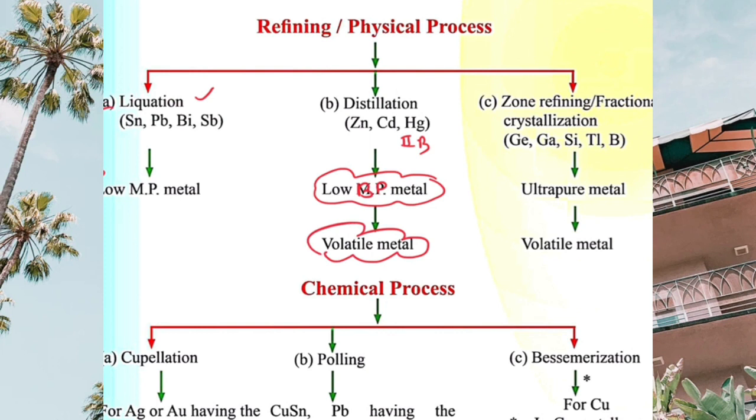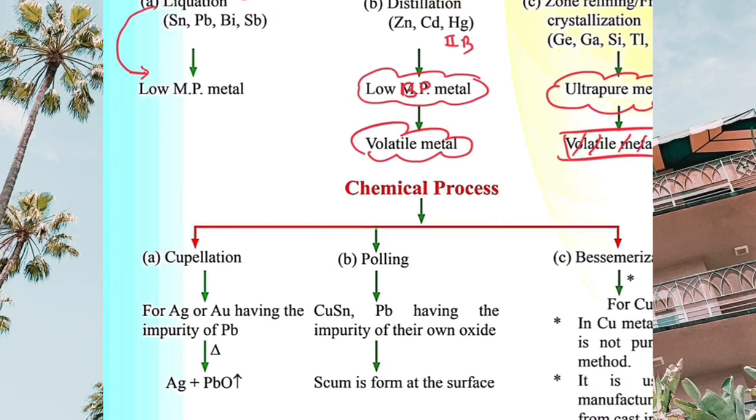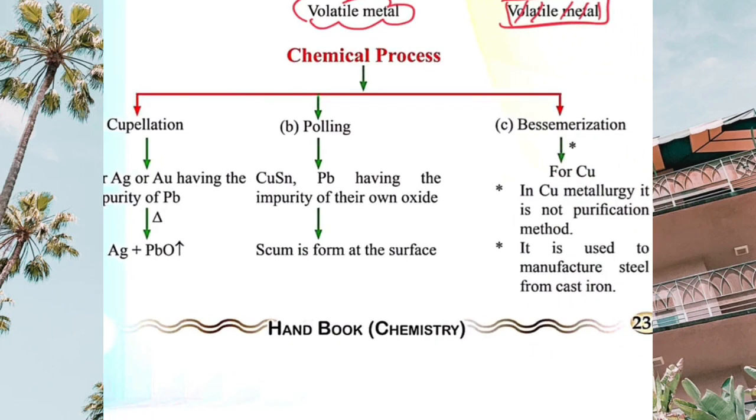Zone refining, fractional crystallization. In this we are getting ultra pure metals like silicon, germanium, gallium, etc. So very, very important. In the chemical process, the first one is cupellation. Silver or gold having lead as impurity is purified by using cupellation.